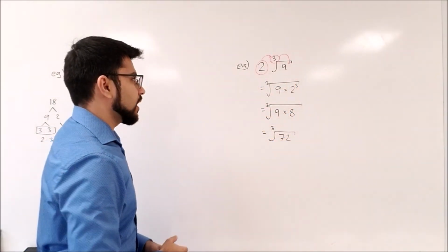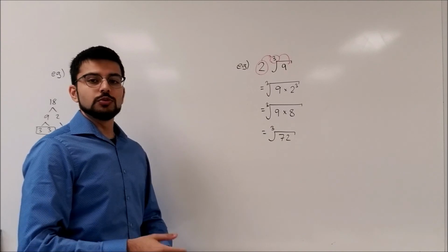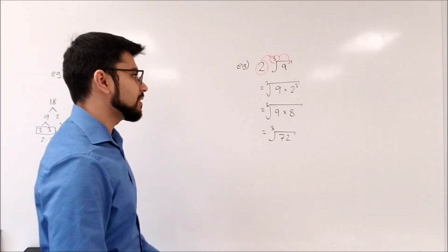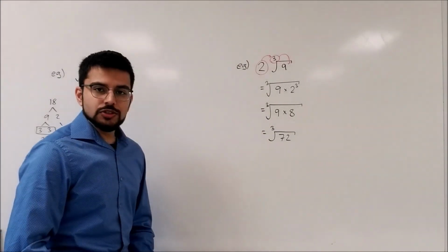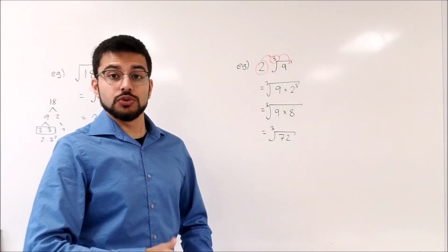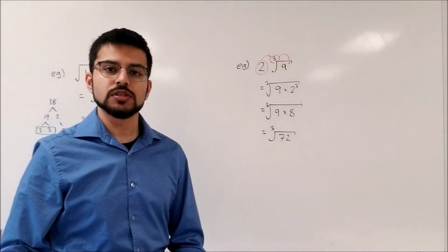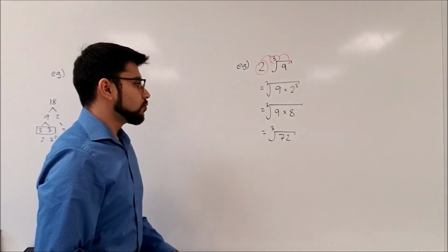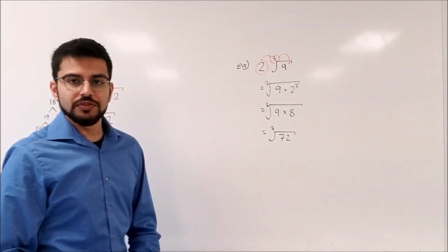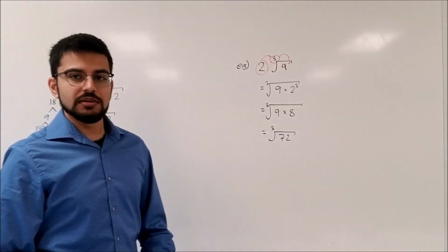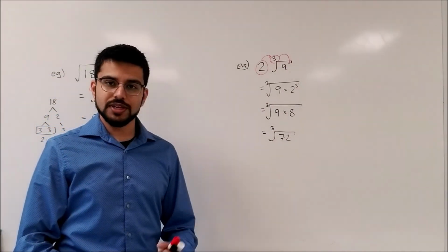For the other example, I had a 2 on the outside of a cube root of 9. So if I want to put the 2 into the radical, it means I need to take 2 cubed and put it in. So that's what I've done over here. I have the cube root of 9 times 2 cubed. 2 cubed is equal to 8, so I end up getting the cube root of 9 times 8. 9 times 8 is 72, so that equals the cube root of 72.